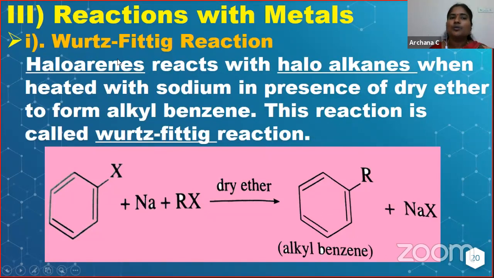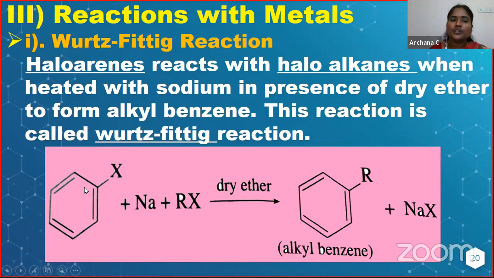The first one is the Wurtz-Fittig reaction. What is meant by the Wurtz-Fittig reaction? When haloarenes react with haloalkanes and are heated with sodium metal in the presence of dry ether. One more time: when haloarenes react with alkyl halides, or haloalkanes, with sodium metal in the presence of dry ether, it gives alkyl benzene. This is called the Wurtz-Fittig reaction.